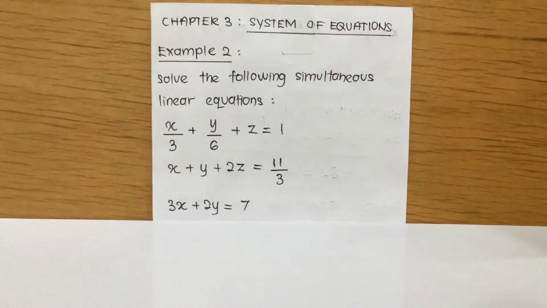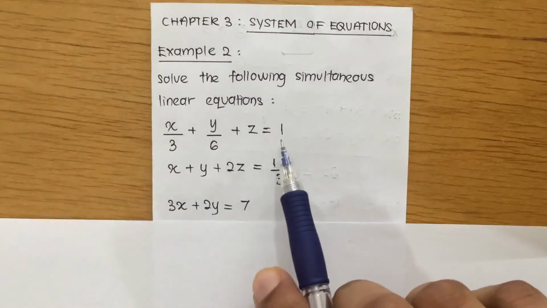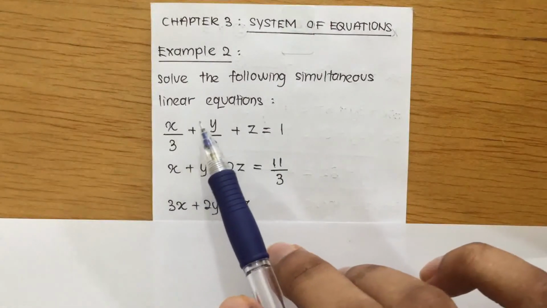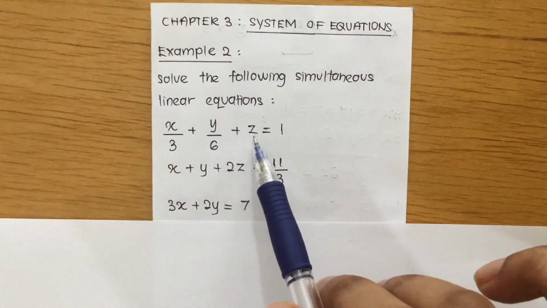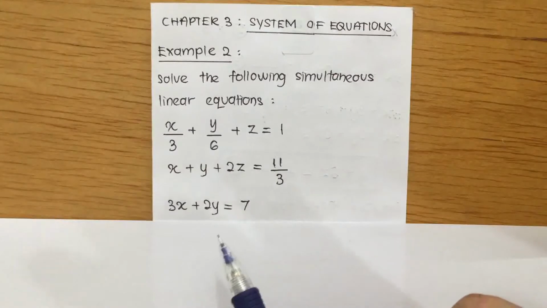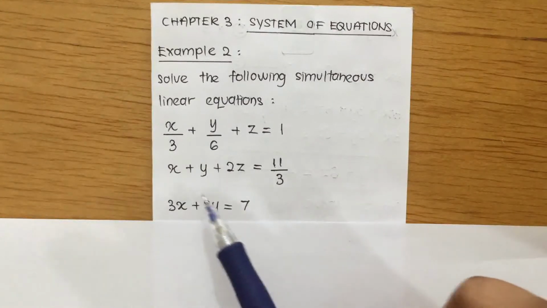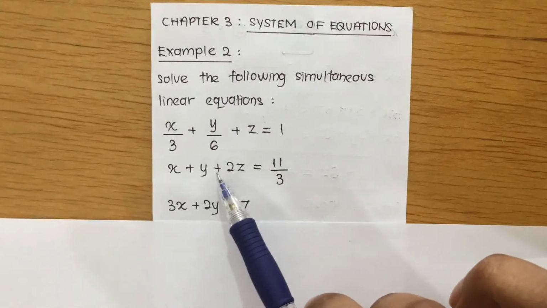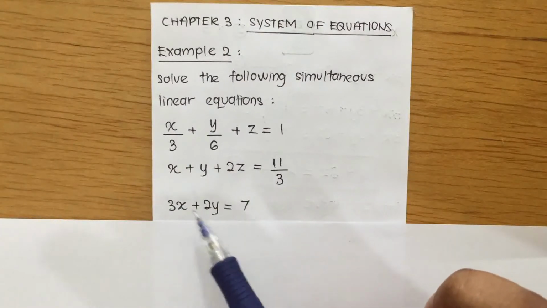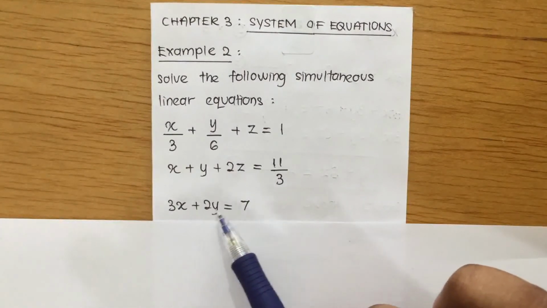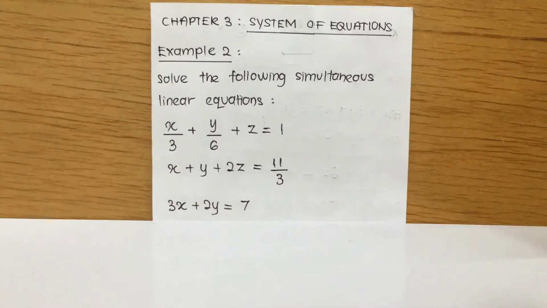Alright, let me read the question now. In example 2, they ask us to solve the following simultaneous linear equations. The first equation involves fractions, where you have x over 3 plus y over 6 plus z equals 1. For the second equation, x plus y plus 2z equals 11 over 3. And for the third equation, they give 3x plus 2y equals 7.